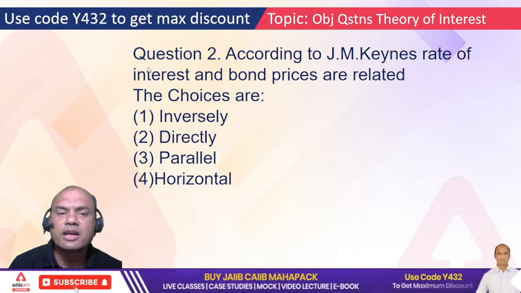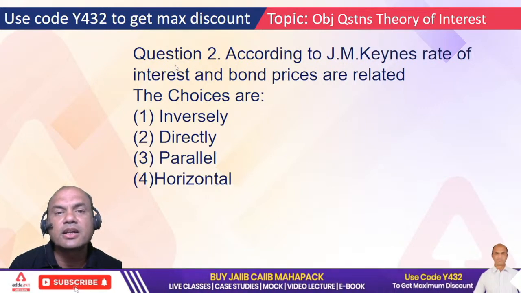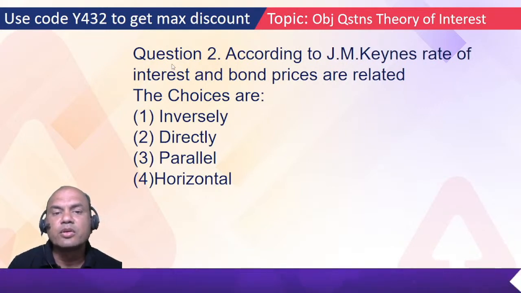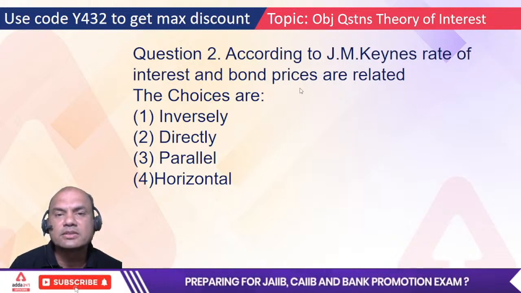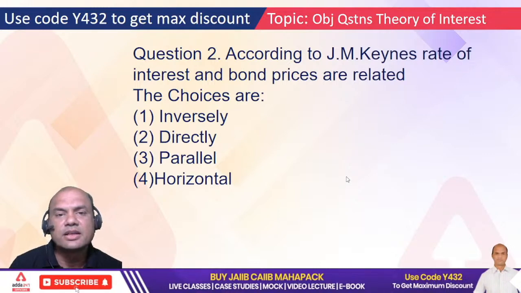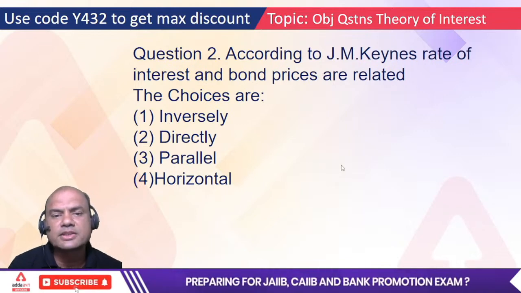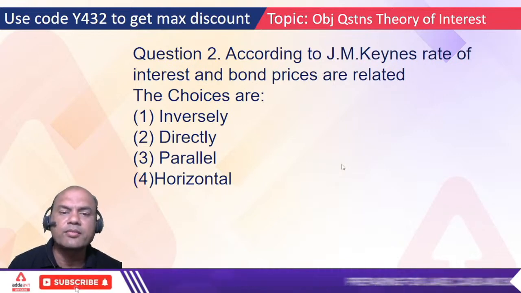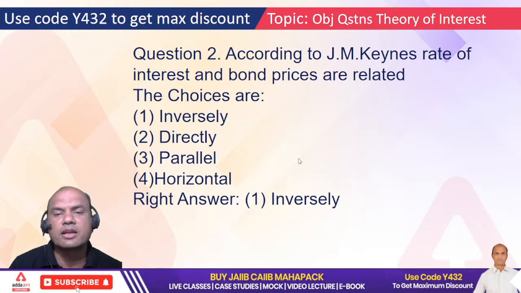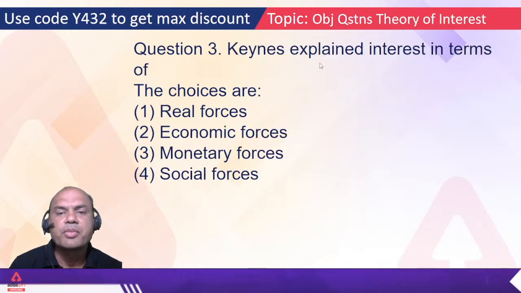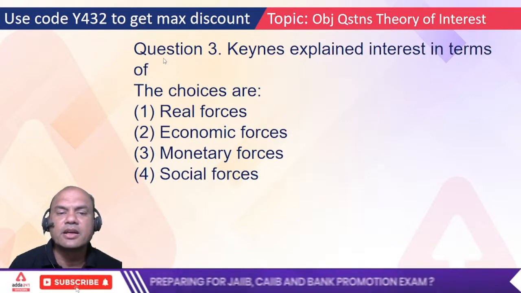It's so simple. Rate of interest and bond prices. You have studied this in JAIIB also. So market rate and market price of the bond are always inversely related. Those who have studied very well in JAIIB will understand this very well. Even in ABM, I have taken it in my earlier lectures also. So they are inversely related. Correct, inversely.